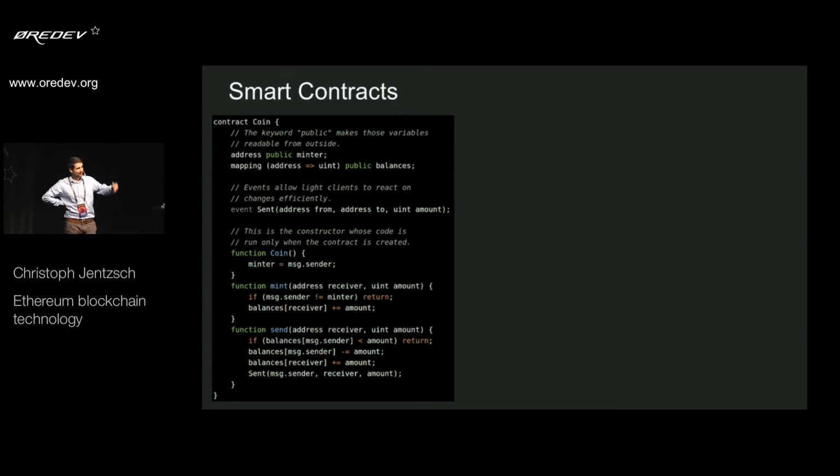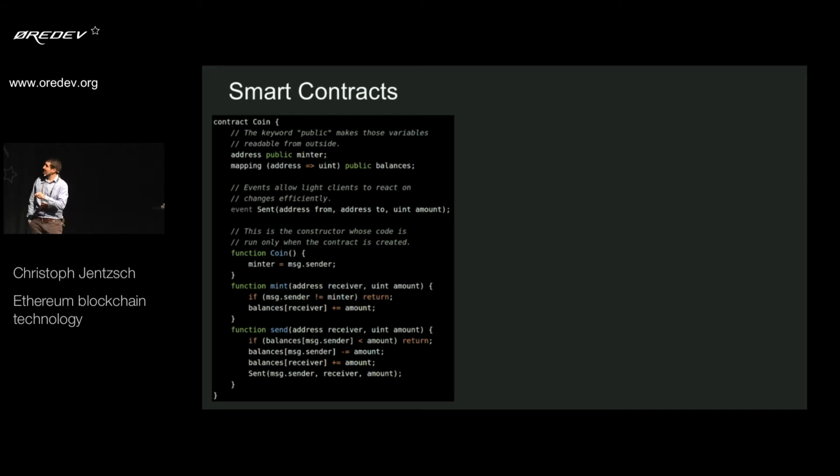So if I want to make my own virtual currency, I store something called the minter. So this is one public key or an address about who's allowed to create coins. And I store the balances of users. So there's a mapping from address to unsigned integer saying which Ethereum address has how many coins. That's all I need to store in my smart contract.